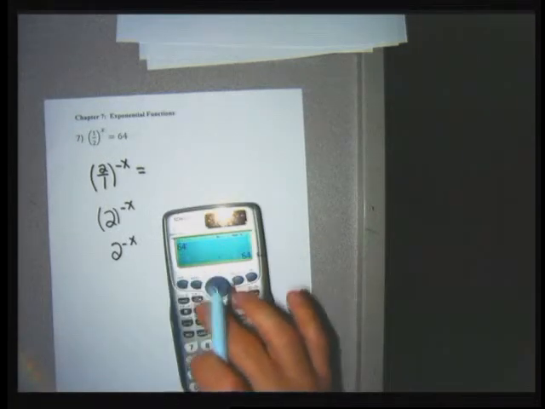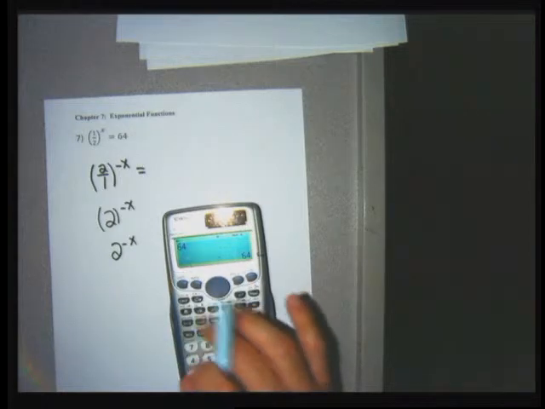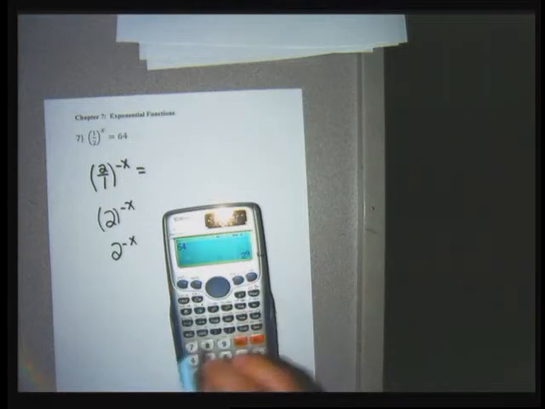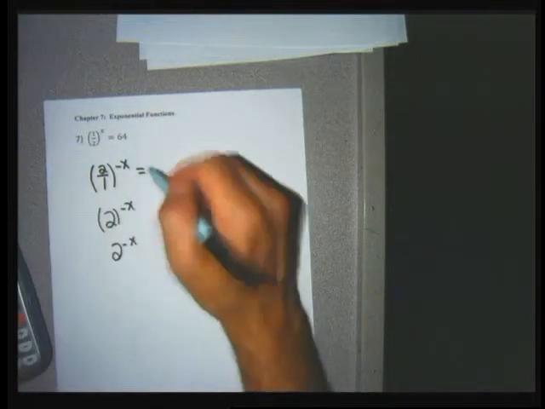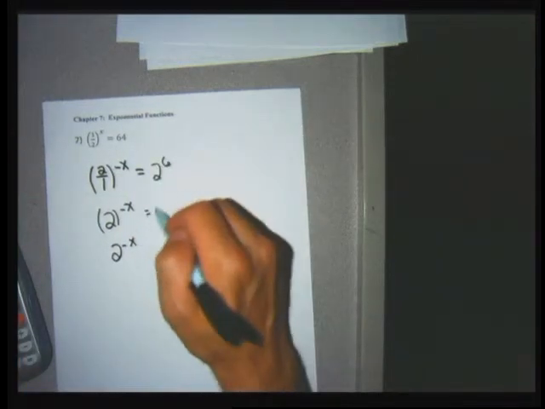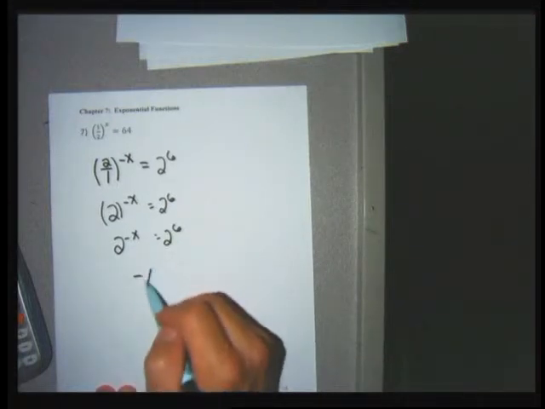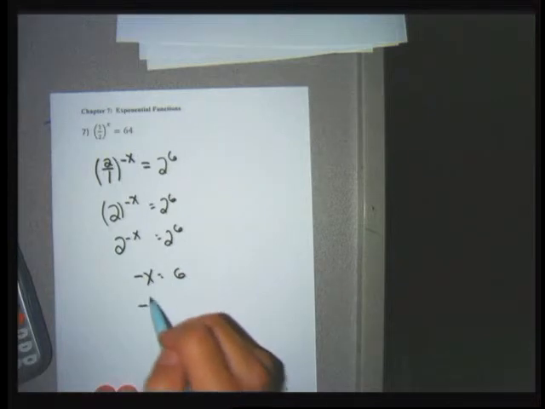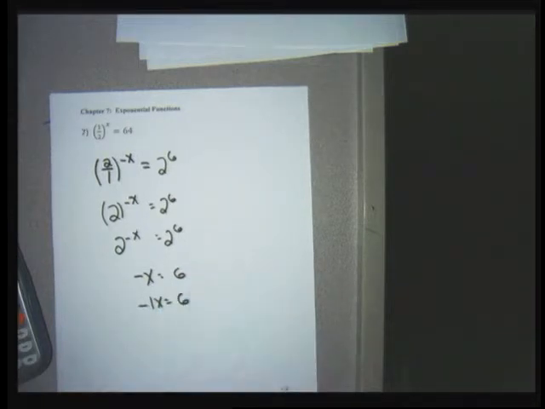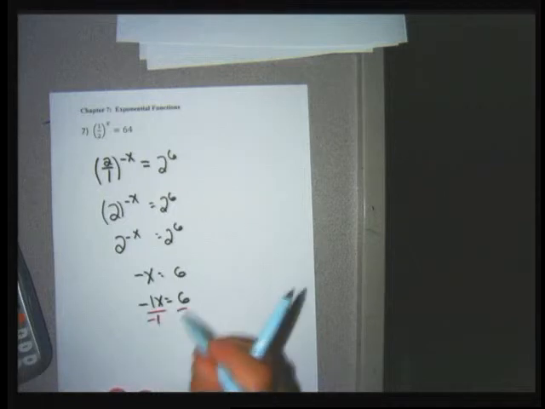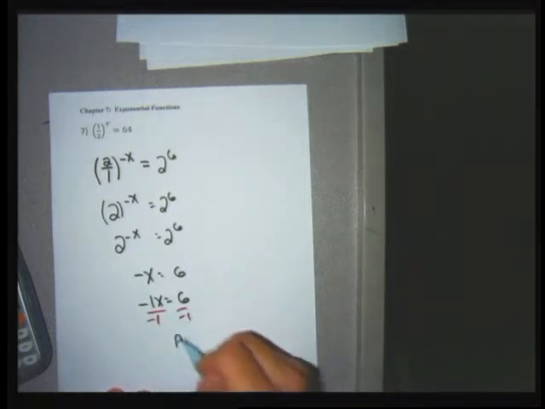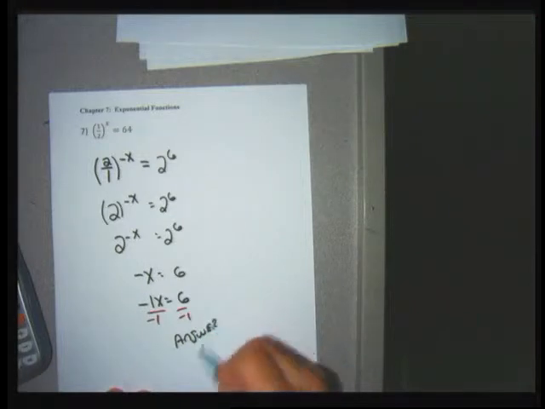Doing a prime factor tree for 64, which is 2 to the 6th. So flipping the left side gives me the 2 that I needed, but it made the exponent change signs. Prime factoring the 64 gave me the other 2 that I needed. Now I set the exponents equal to each other. And the exponent negative x really means negative 1x. And to solve for x here, I need to divide both sides by negative 1. My answer should be negative 6, or x equal to negative 6.